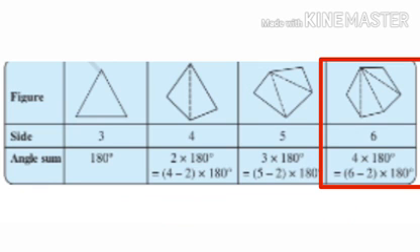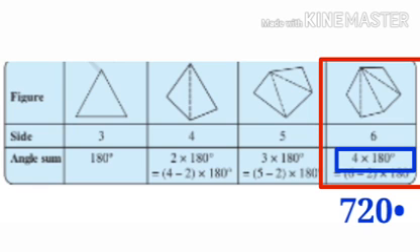The next figure is a hexagon. It has 6 sides and can be divided into 4 triangles. Therefore, 4 multiplied by 180 will give the sum of all the angles of a hexagon, which is 720 degrees. That is, the sum of all angles of a hexagon is 720 degrees.